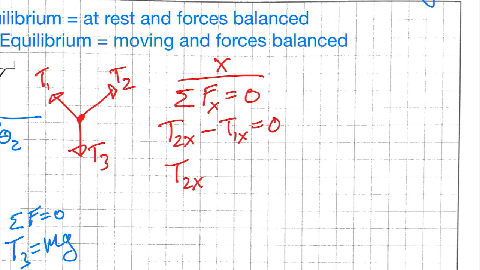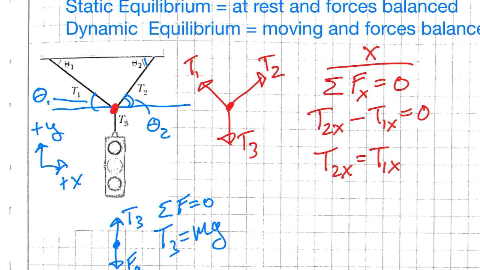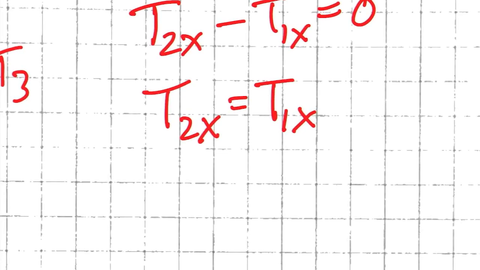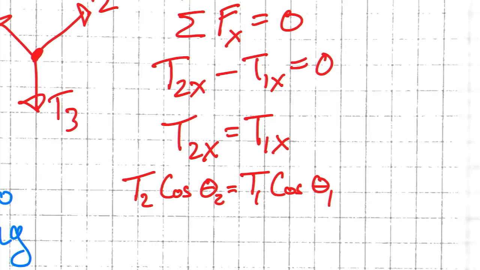So we get T2x equals T1x. And the x components of these, we can find using the angle here. The x component is adjacent to the angle, so we would use cosine. This is going to be T2 cosine theta 2 equals T1 cosine theta 1.